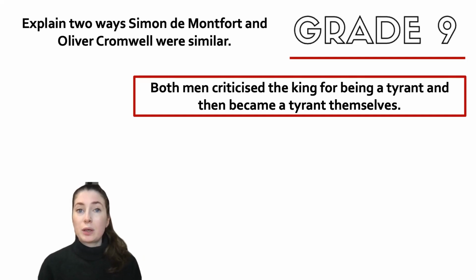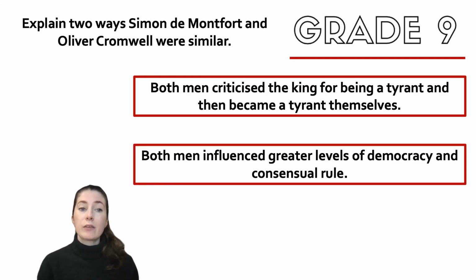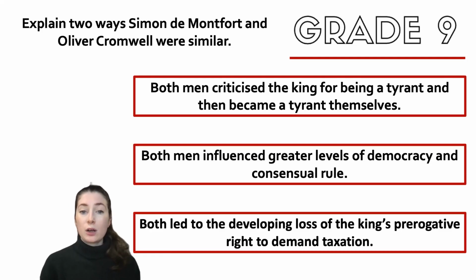My biggest suggestion would be always try and stick to cause, event, and outcome. If it just does not work because it's asking about individuals or the circumstances, then you just need to go to option B and try and come up with some comparison points that you can think of, that exist. So first one, they both criticized the king for being a tyrant and became a tyrant themselves. Secondly, they both influenced greater levels of democracy and consensual rule after they left the position of power. And lastly, they both led to the developing loss of the king's prerogative right to demand taxation.